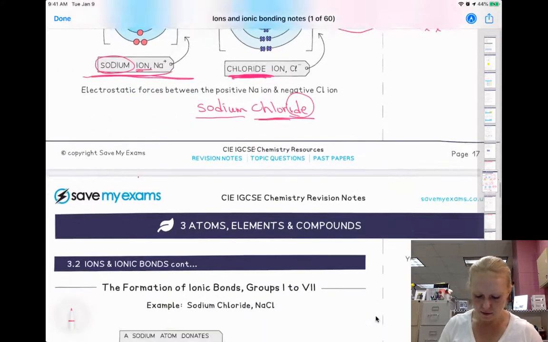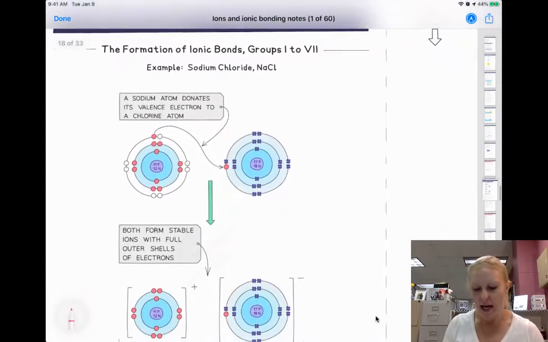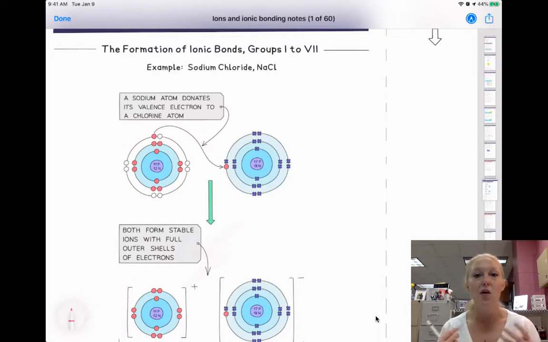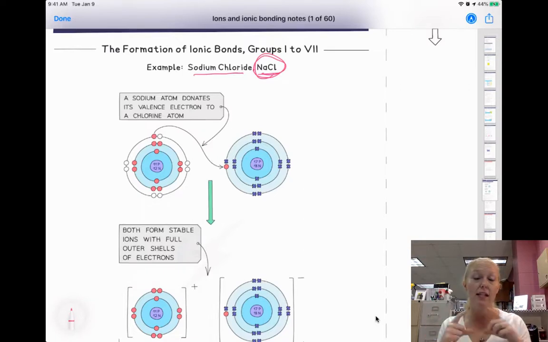All right. Cambridge specifically wants for us to look at the formation of ionic bonds between groups 1 and 7. So that's one thing that we just did. We were looking at sodium chloride, NaCl, and notice those are written side by side with no space between them once they become that compound.